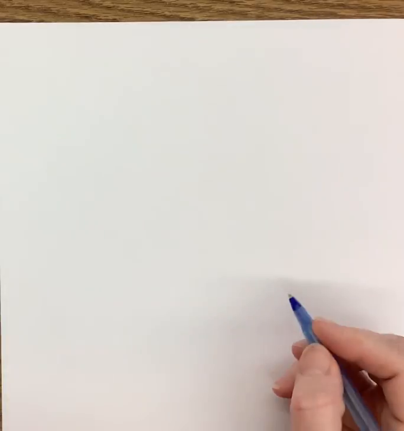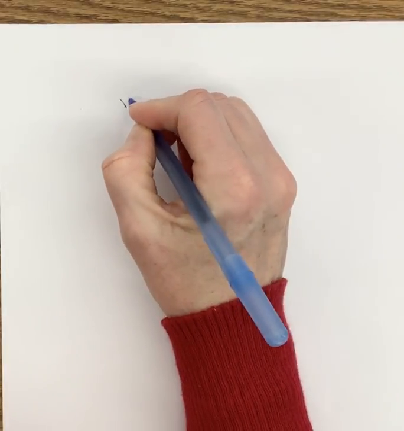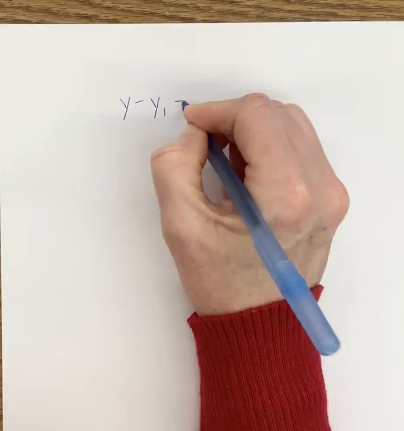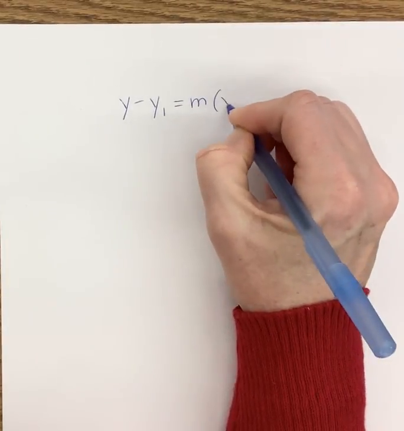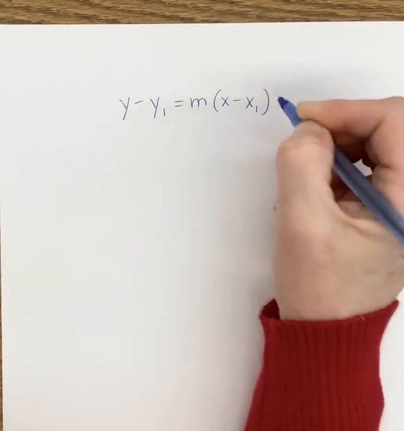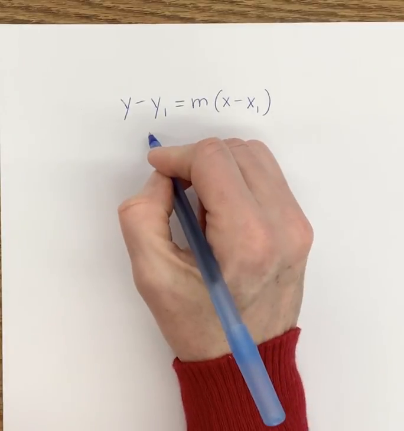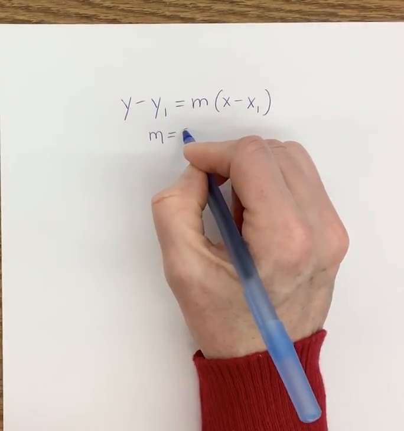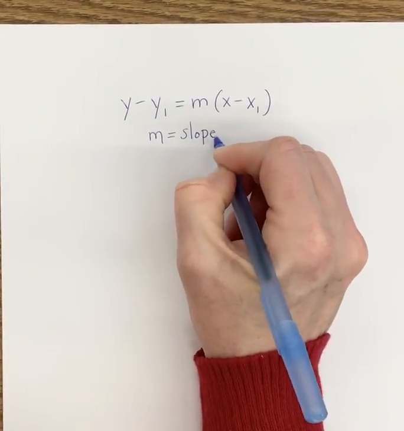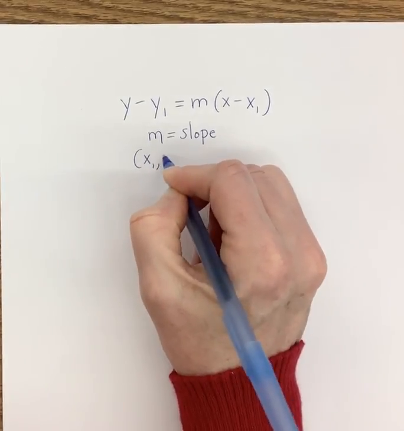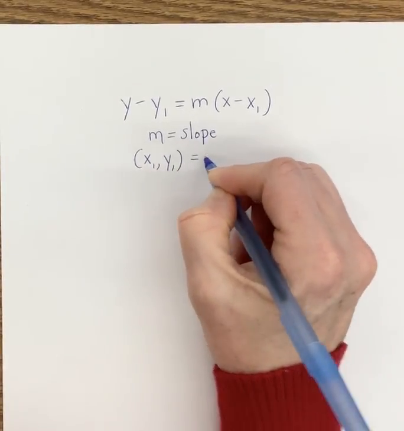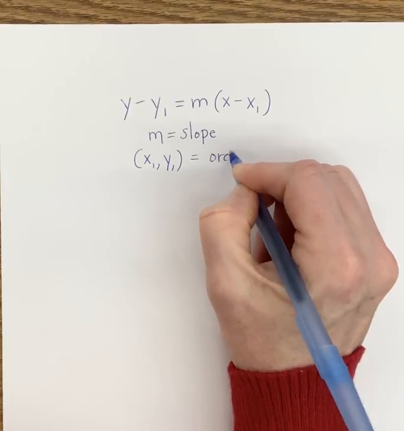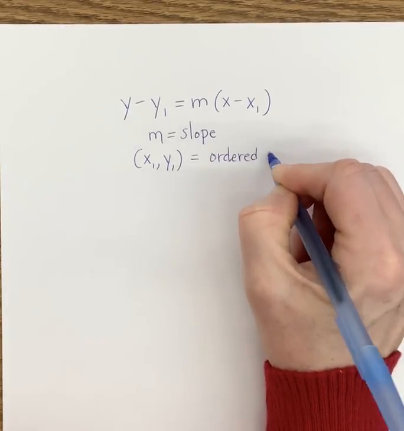Today we're going to take a look at how to write an equation for a line in point-slope form. That form is y minus y1 equals m times the quantity x minus x1. In this equation, m represents the slope, and x sub 1, y sub 1 represents an ordered pair for a point on the line.